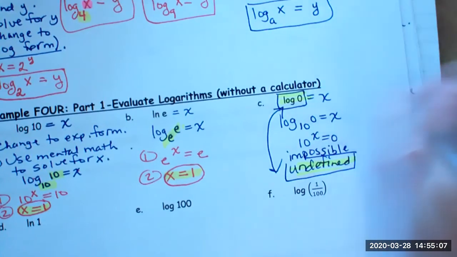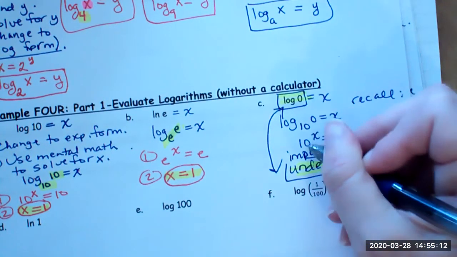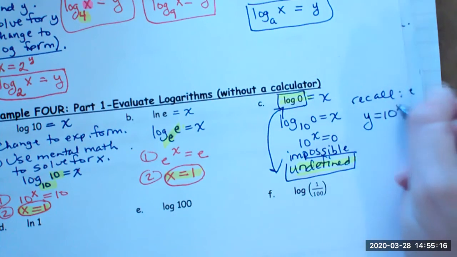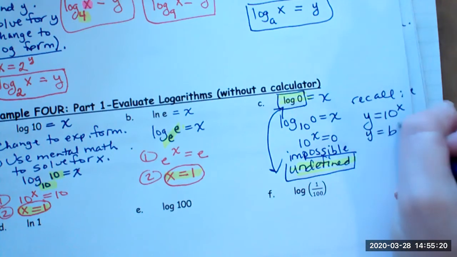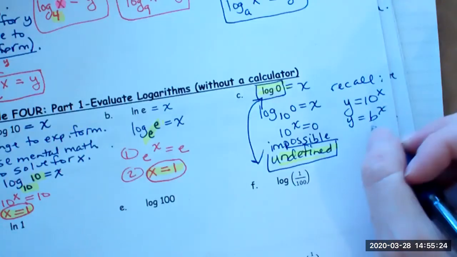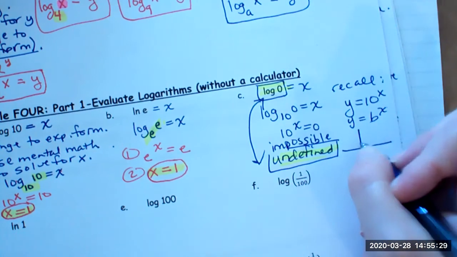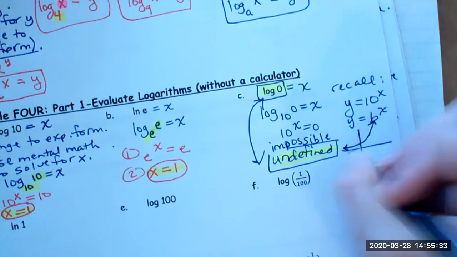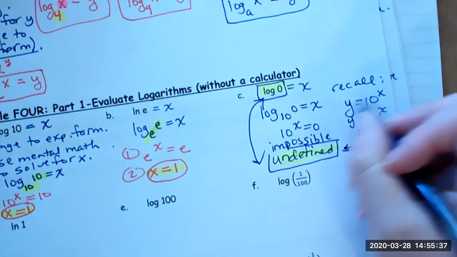Remember, we graphed exponential functions. So if I have this expression as a function, y equals 10 to the x, that's basically y is equal to b to the x, where the base is 10. Remember, if I graph this, it would basically look like this, with a y-intercept at (0, 1), right? When x is 0, y is 1.